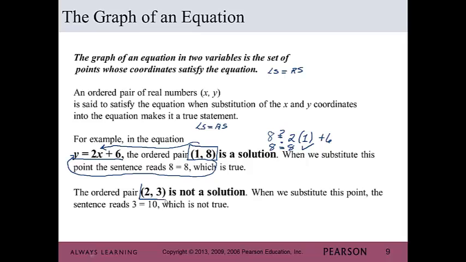However, if we did the point 2, 3, plug the 3 in, this time for y, and 2 in for x, we will have 3. Does that equal 2 times 2 plus 6? Well, on the left side it is still 3, but on the right side now it's 10. They are not equal. Therefore, 2, 3 is not a solution. So in order for an ordered pair to be a solution, the left side of the equation must equal the right side of the equation when you plug this ordered pair in for x and y.